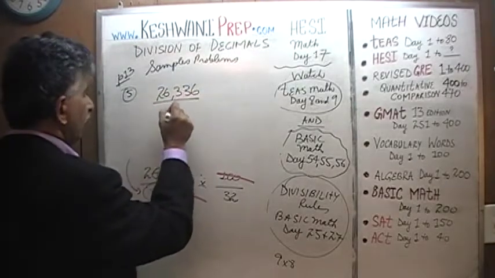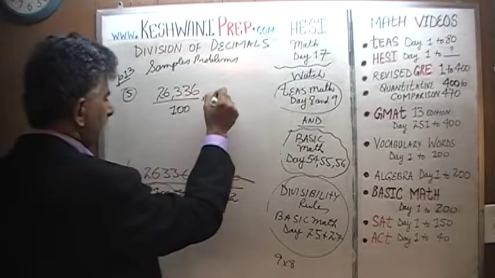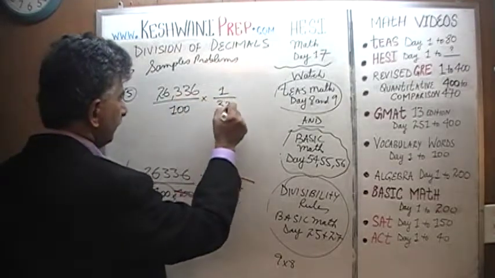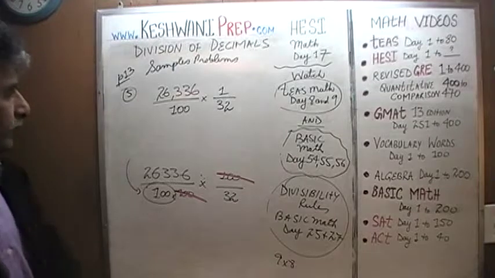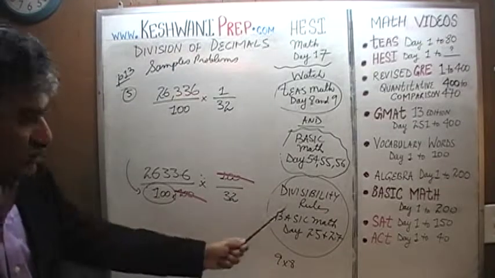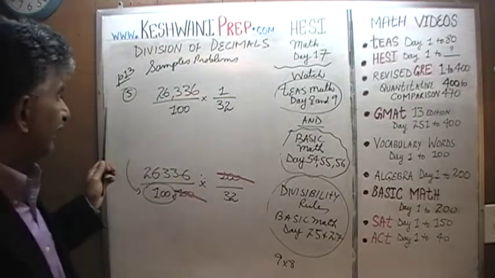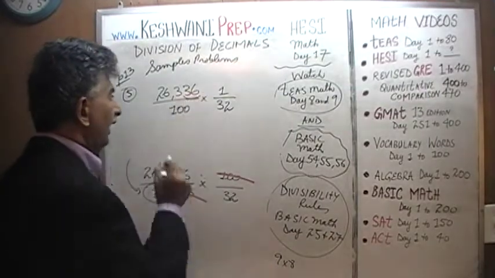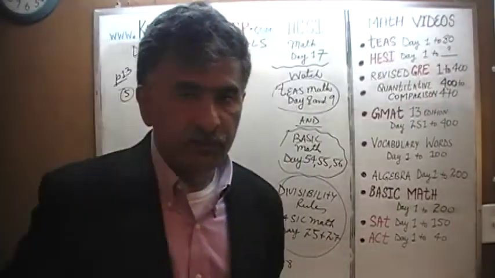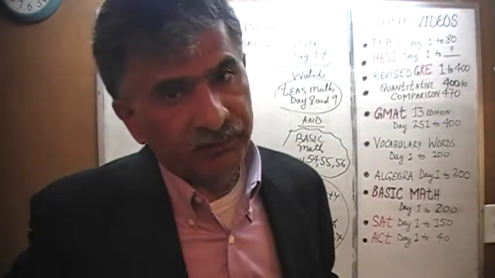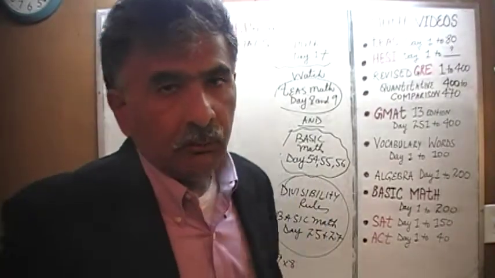We have 100 at the bottom here, times 1 over 32. Again, you have to know your divisibility rule. In our divisibility rule, we learn: as long as the last two digits of a number are divisible by 4, then the number itself is divisible by 4.